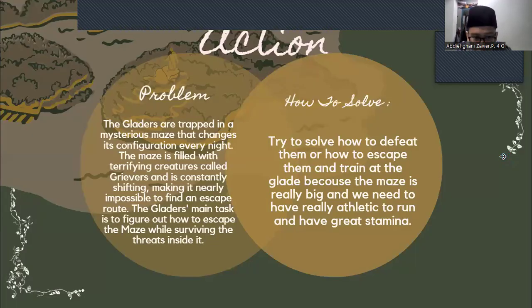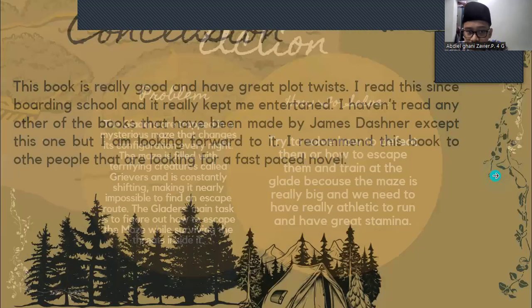Action. The problem is the Gladers are trapped in a mysterious maze that changes its configuration every night. The maze is filled with terrifying creatures called the Grievers, and it's constantly shifting, making it nearly impossible to find an escape route. The Gladers' main task is to figure out how to escape the maze while surviving the threats inside it. They try to solve how to defeat them or how to escape from the Glade, because the maze is really big and we need to be really athletic to run and have great stamina.